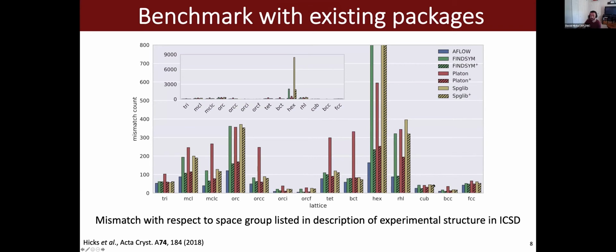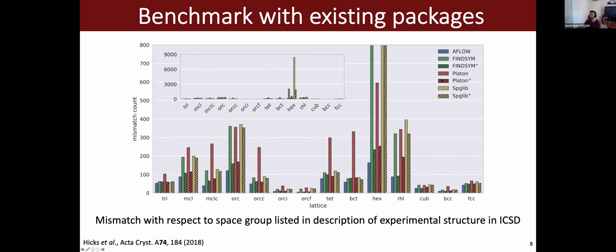For this particular test set, we took experimental structures from the Inorganic Crystal Structure Database, and we got the experimentally resolved symmetry. The experiment reported a symmetry, we took that, and then we calculated the symmetries of these structures with the different packages. And here we're plotting the mismatch, when experiment and the calculated symmetry did not agree. You can see that AFLOW is blue. And so we have the fewest number of mismatches overall, regardless of what lattice type you're looking at.